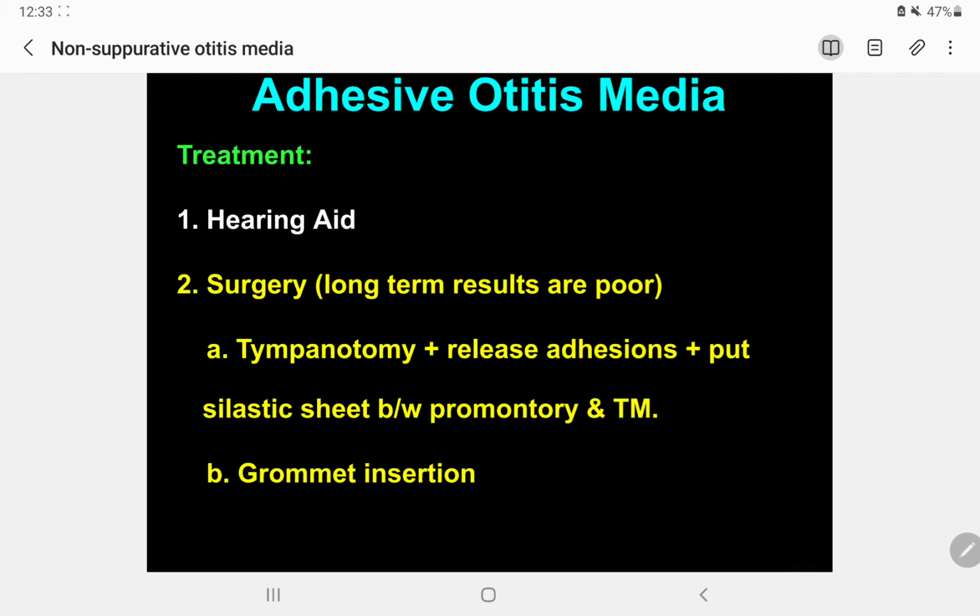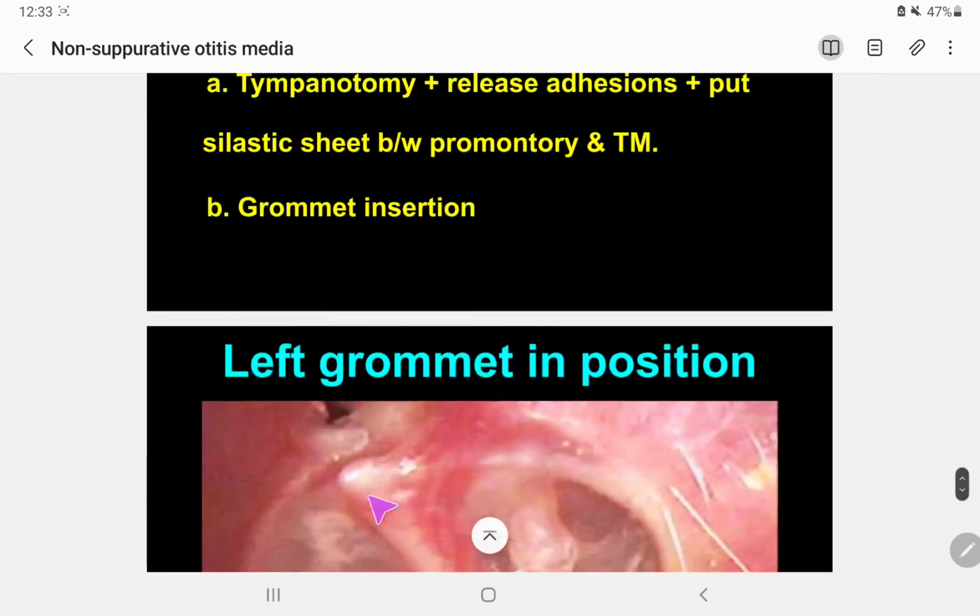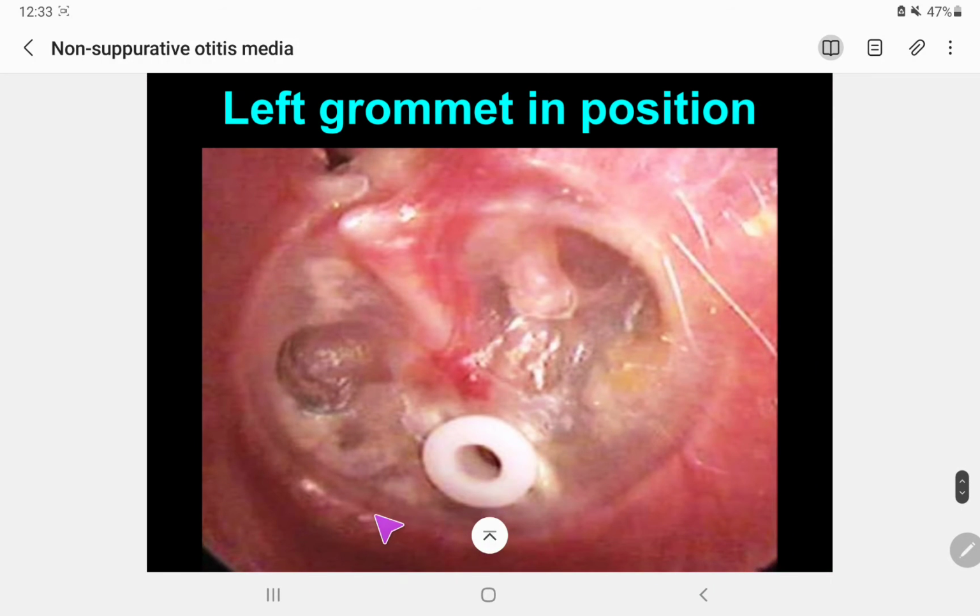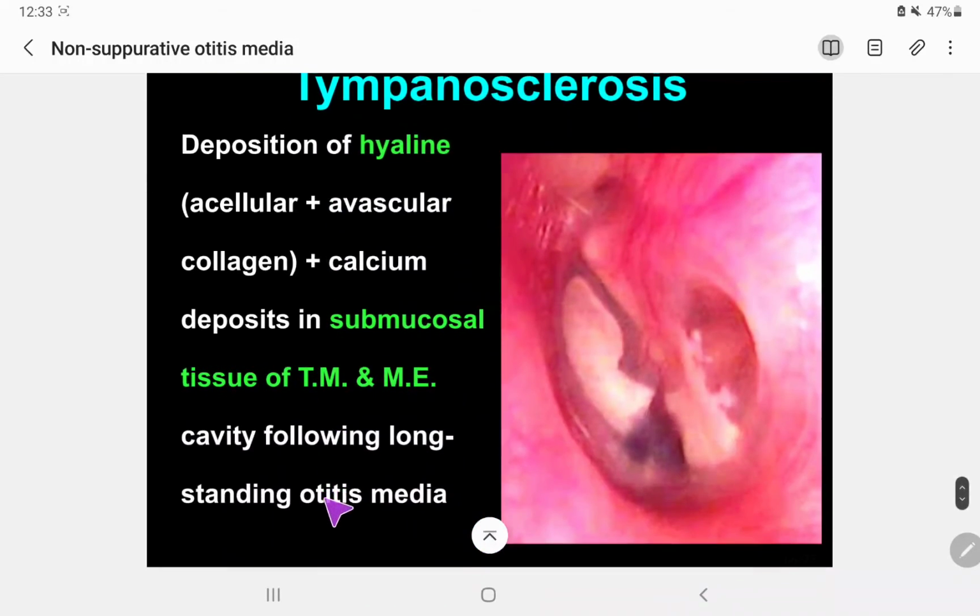That surgery includes tympanotomy, then releasing the adhesion, plus putting a silastic sheet between the promontory and the tympanic membrane. So the adhesion is broken off, and then we can also do grommet insertion. This is the grommet left in position.